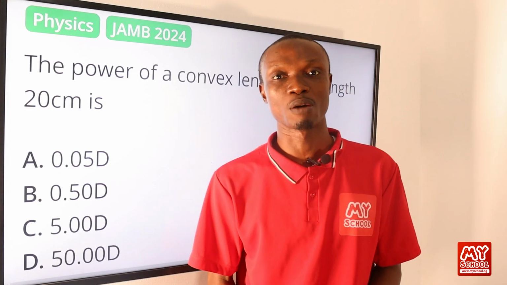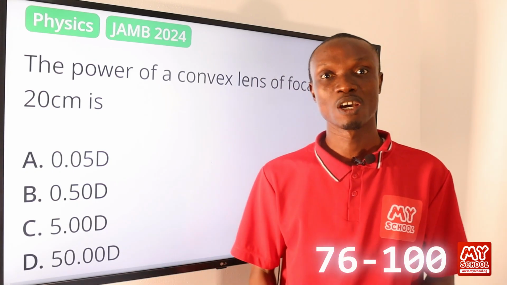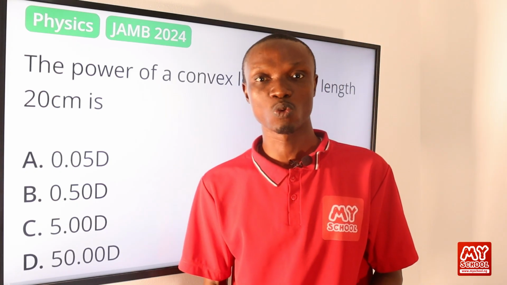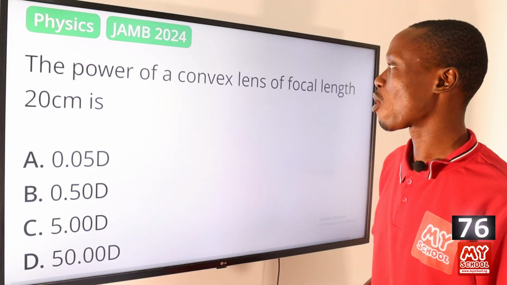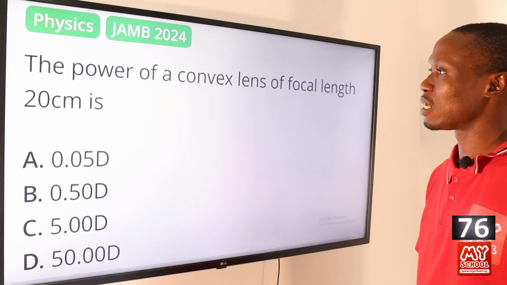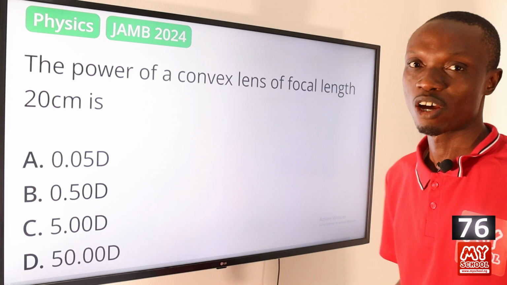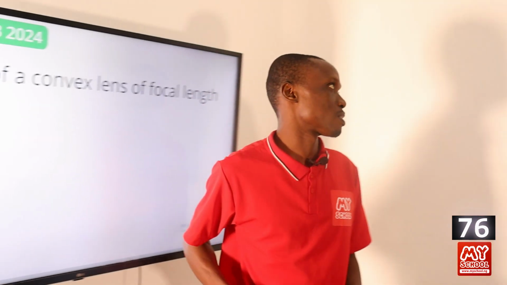In today's video, we shall be solving questions 76 to 100. So let's begin with question 76. The power of a convex lens of focal length 20 centimeters is. So let's move over to the board to provide the answer to this question.